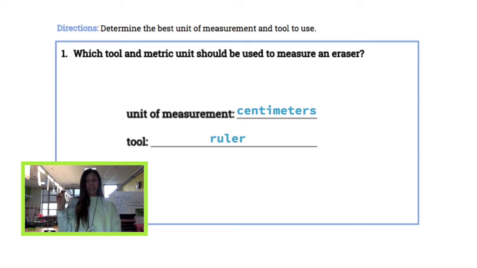Now, as far as the tool goes, I'm looking at Jaya's eraser, and I'm thinking it's pretty small. If I were to use a meter stick, you can see that this meter stick is way longer than Jaya's eraser. I could definitely use it and it would work just fine, but it seems kind of silly to use such a large measuring tool to measure a really small object. So what I would prefer to use is actually one of our rulers, because it's just long enough to measure the eraser, but it's not so long that I could use it to measure a really big object like our classroom.